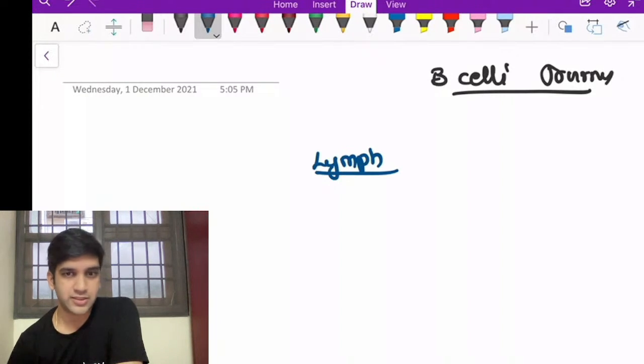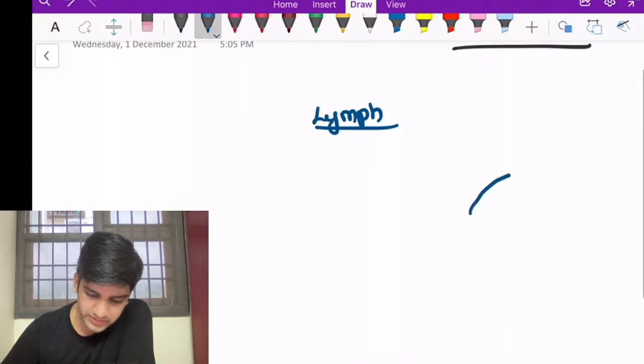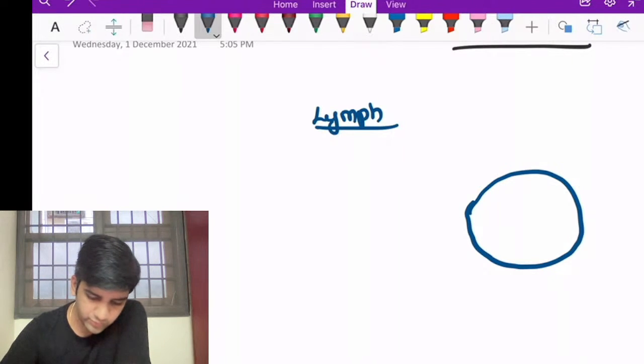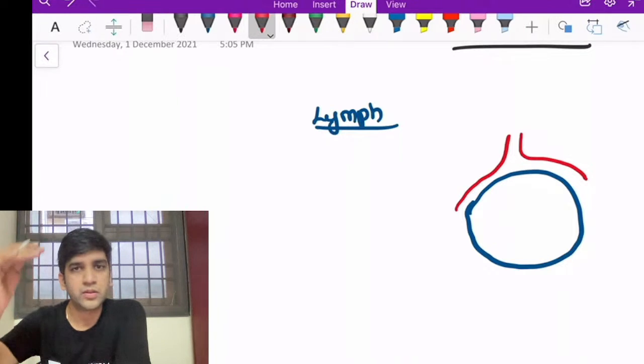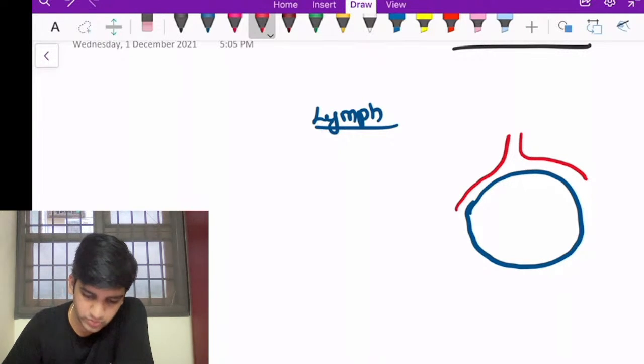I do want answers. It's completely fine if it's wrong. Lymph nodes do have a capsule, right? So let's assume there's a lymph node, a completely normal lymph node, and obviously every lymph node will have a capsule. In the capsule is where all the lymphatics will come inside, right? Your afferent lymphatics come inside via the capsule, right?